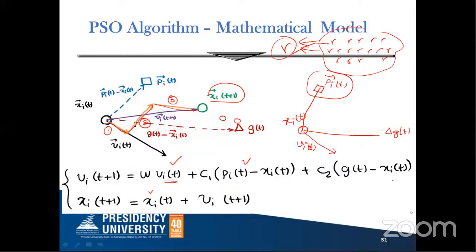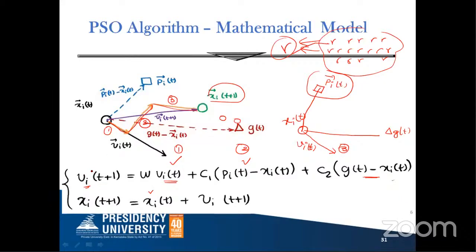Next, this vector is nothing but the line joining the best position and this position, right? So what is this one here? G of t minus this one. So this is G of t minus this one, right? So the summation of these three components, the first component, the second component, and the third component, will provide you the updated velocity, that is Vi of t plus 1.